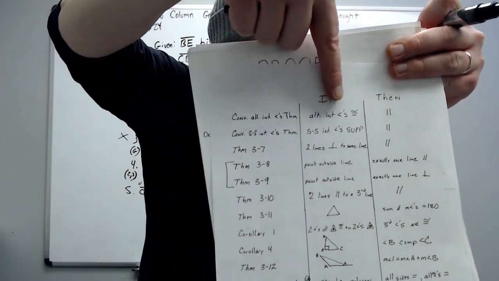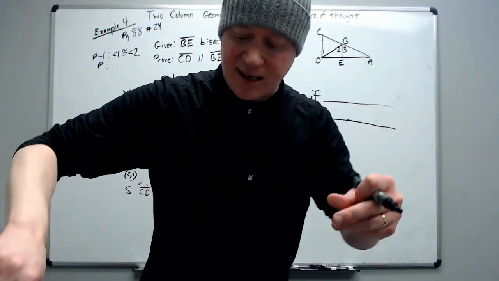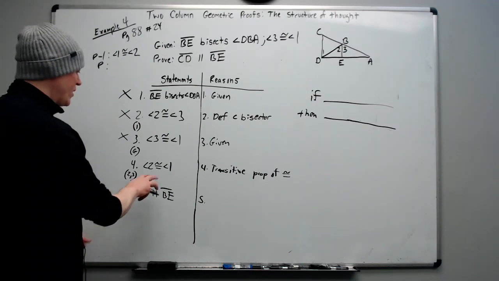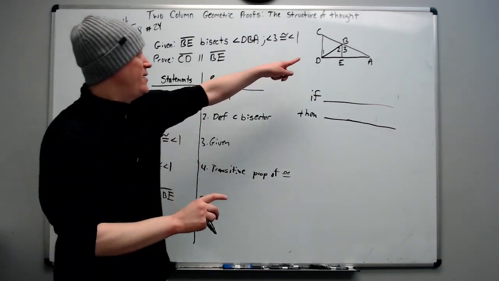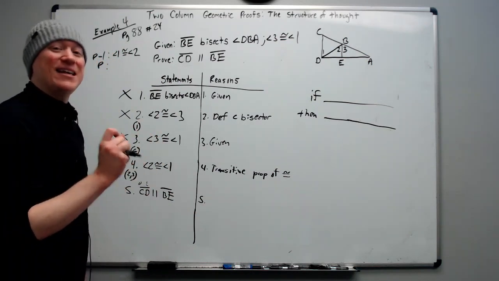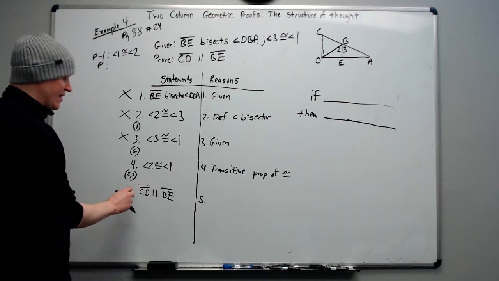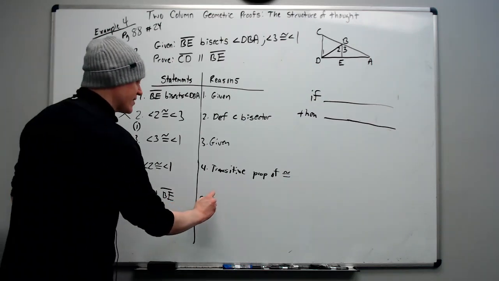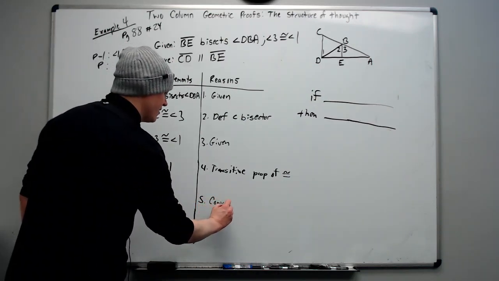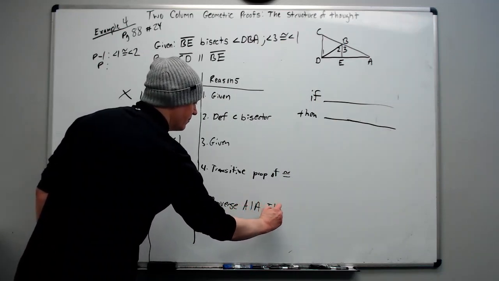So it's if alternate interior angles are congruent, then the lines are parallel. Do we have that? We have angle 2 congruent to angle 1, and they are alternate interior. Therefore, we have satisfied the if portion of that theorem, and we can say then that this must be true based on the converse of the alternate interior angle theorem.